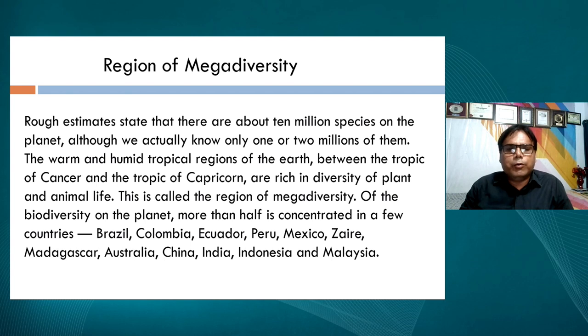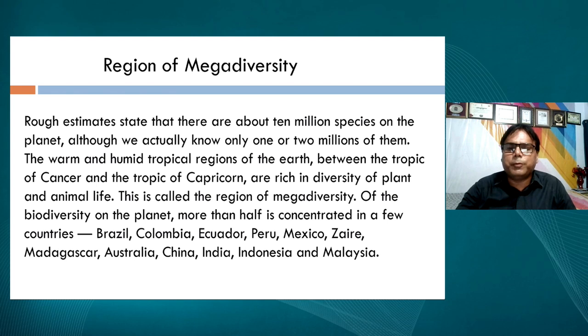These species are found on the planet, and it has been reported that they are in regions which are warm and humid, meaning the tropical region of the earth. If we look at it geographically, the regions around the Tropic of Cancer and Tropic of Capricorn are rich in diversity.